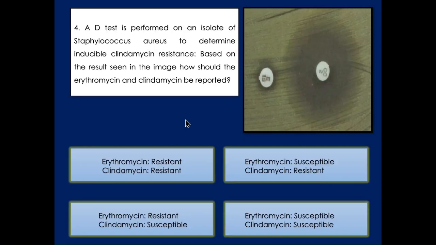4. A D-test is performed on an isolate of Staphylococcus aureus to determine inducible clindamycin resistance. Based on the results seen in the image, how should the erythromycin and clindamycin be reported?